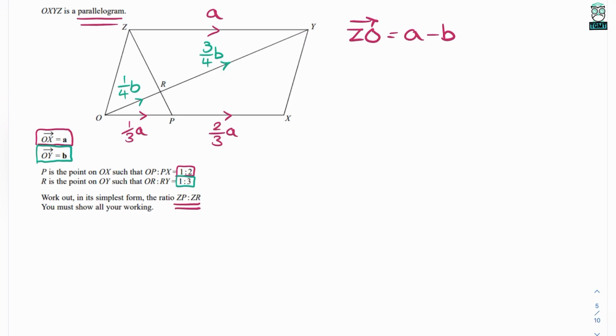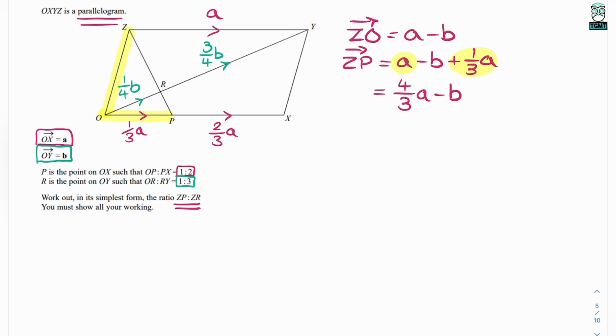Now I can get from z to o, I can get from z to p, because I can get from z to o using the vector a minus b, and then we've also got a third a there that we'd add on. So for that vector z to p, that would be a minus b, and then add a third a. And if we combine those a's there, collect those like terms, a plus a third a, if we write that in terms of thirds, that'd be 3/3, add 1/3, so that would be 4/3 a minus b.